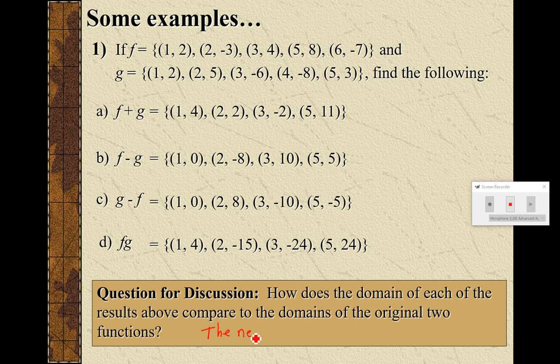The new domain is the overlap. It's where they had x values in common. You've got to have x values from both functions before you can come up with an x value for your new function.